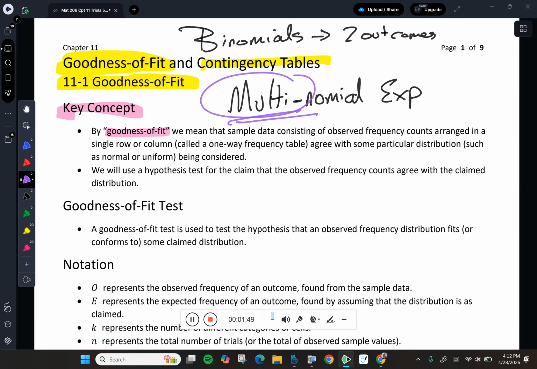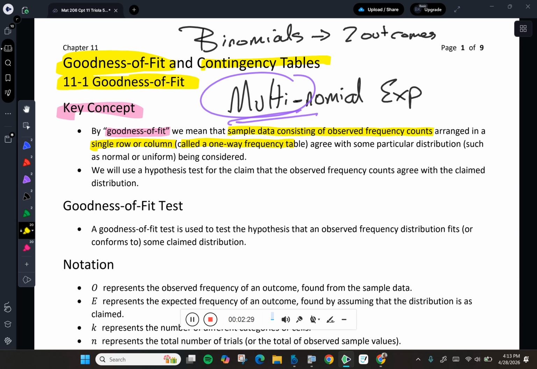Now, what goodness of fit testing does is, before you run the experiment, before you count your M&Ms, you say, I expect to see this many of this color and this many of this color and this many of this color, and so on. You run the experiment, and then you see if the data that you collected matches what your expectation was. Now, the fancy way to say that is we have sample data consisting of observed frequency counts arranged in a single row or column called a one-way frequency table.